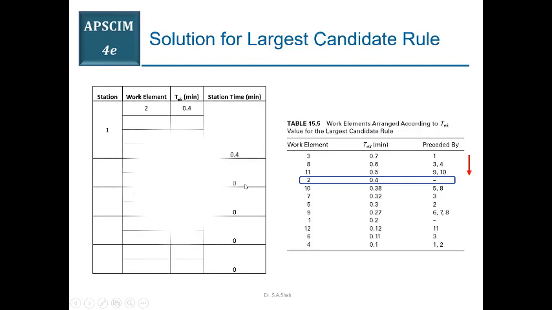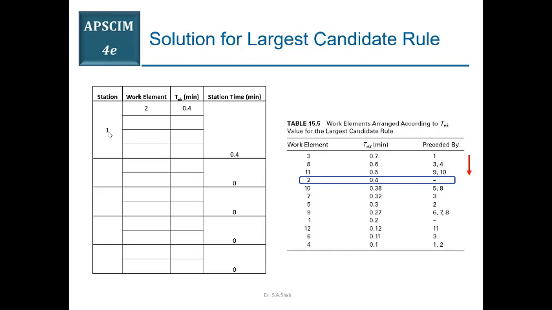So the table, which is this one, will consist of these 4 columns: station, work element, TEK values, and station time. So station number 1 you have started, and you have assigned work element number 2 to this particular station. Its operational time is 0.4 minutes. So if you take the 0.4 minutes slot out of 1 minute, you still have, not 0.4 minutes, 0.6 minutes available.